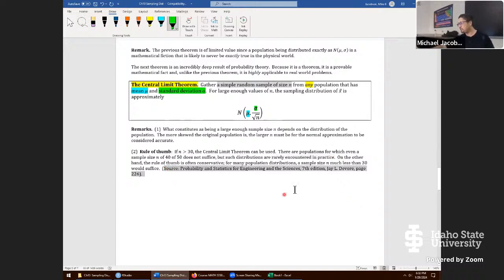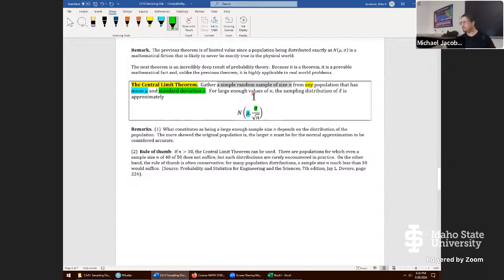This is a probability textbook as well, but this is a pretty decent one. So usually a sample size of greater than 30 is going to be pretty okay. But I want to show you a population where it's not okay, where things can go really, really astray for us. Any questions or comments at the moment?